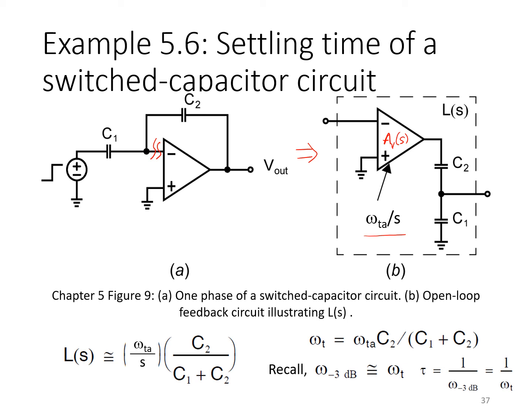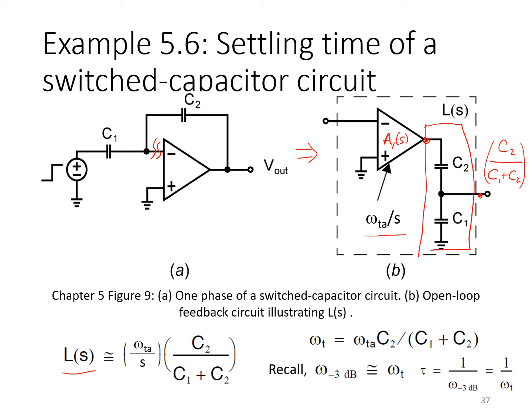And then the rest of the loop is simply this capacitive feedback network that forms a passive voltage divider with a gain from here to here of C2 over C1 plus C2. So the loop gain L is therefore given by this expression here. We've got the amplifier response, the integrator model for it, followed by beta, the capacitive feedback network.